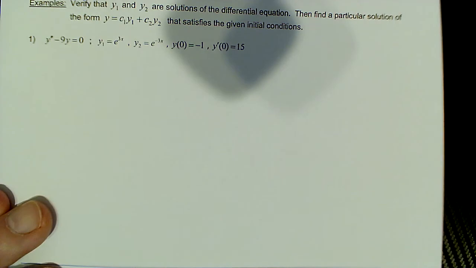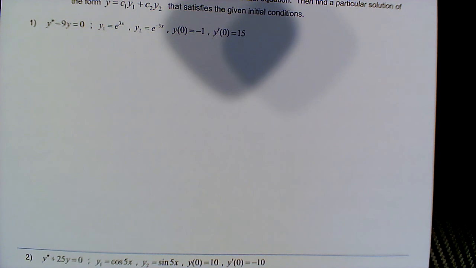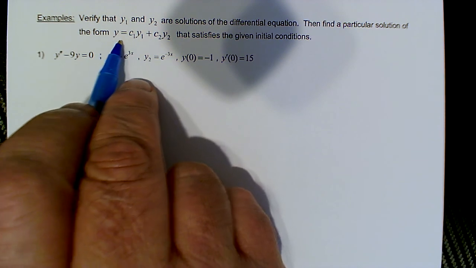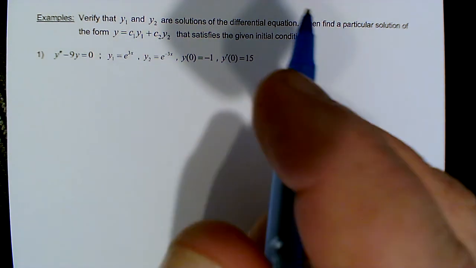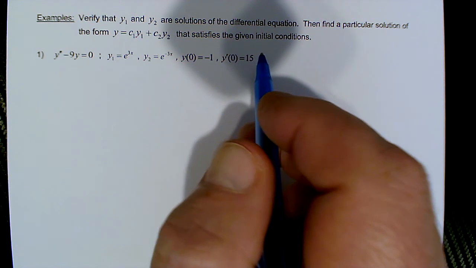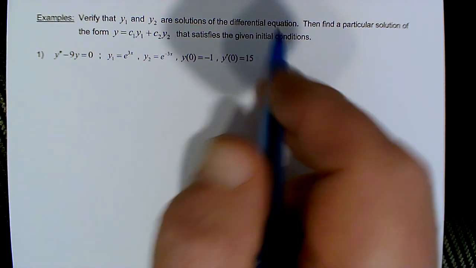So in the examples, we're asked to use those theorems to first verify that y1 and y2 are solutions, and then use the principle of superposition to form a general solution that's a linear combination of those two solutions, and then find the particular solution based on the initial conditions.